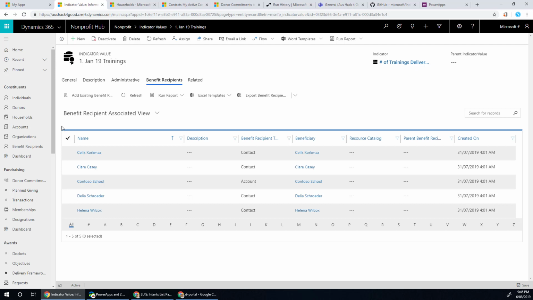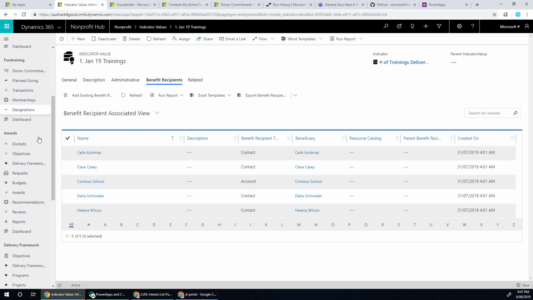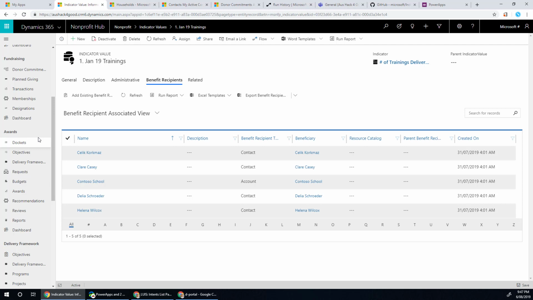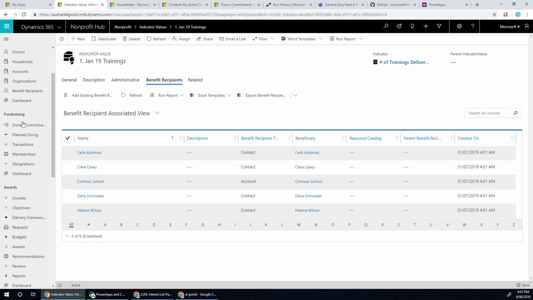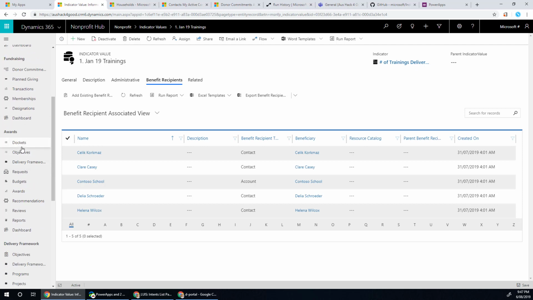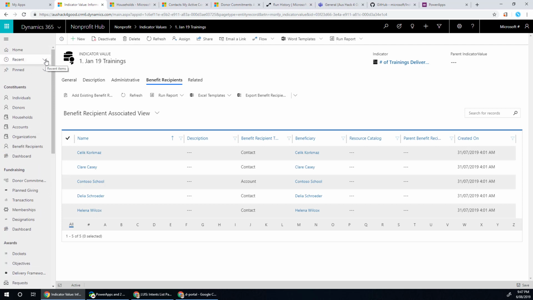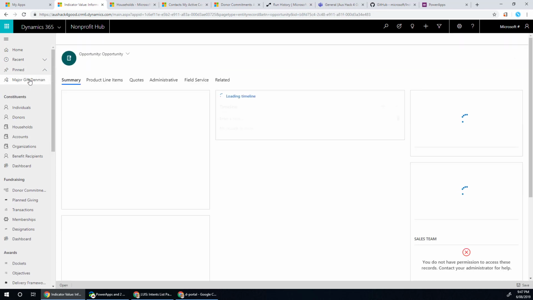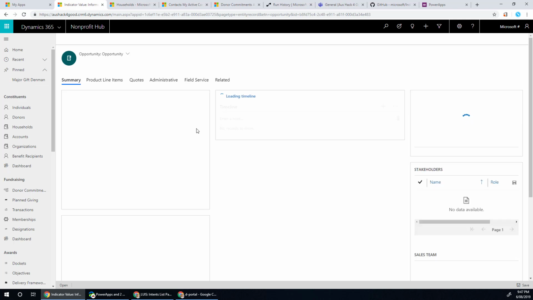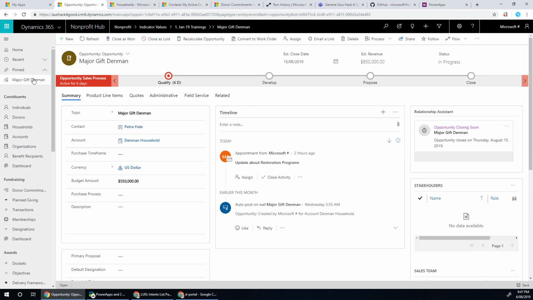So in fundraising, we've got planned giving, memberships, designations. From an award perspective, you can have requests and awards associated with it. And then as with any activity in Dynamics 365, you've got the capability to put it on a process flow. So for example, in this particular case, I'm looking at a major gift related process flow. So I can look through how this is going from the perspective of a business process flow as well.